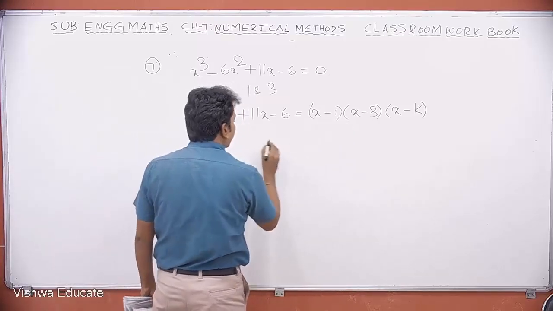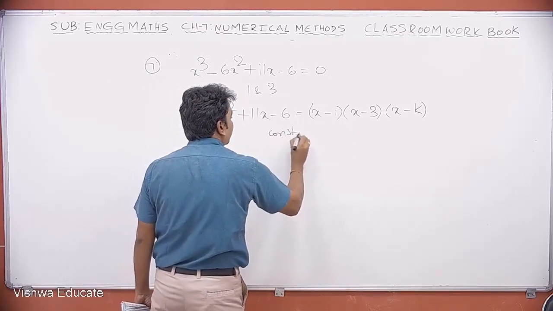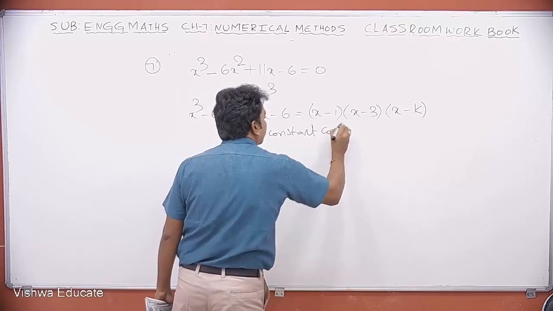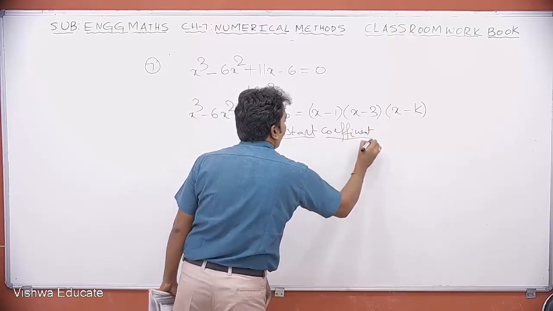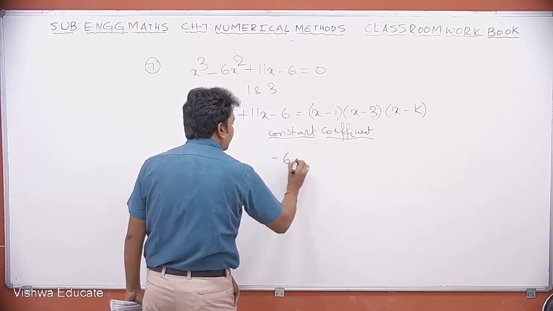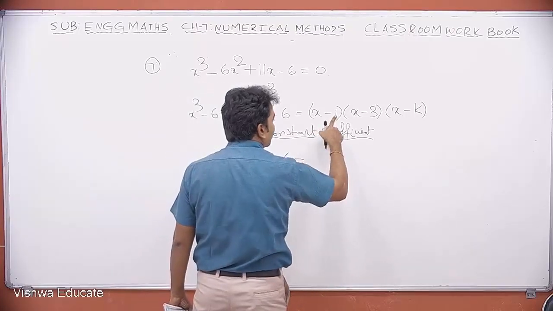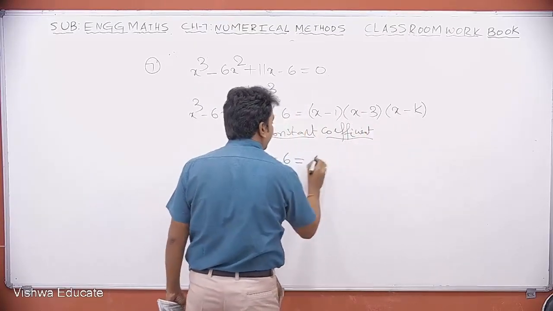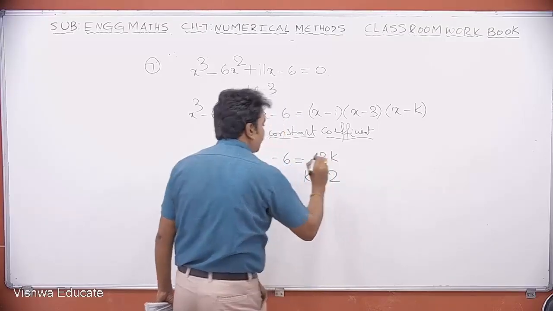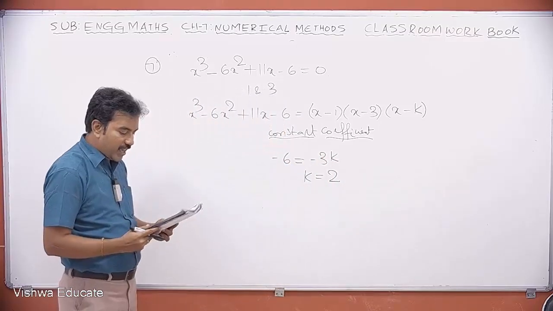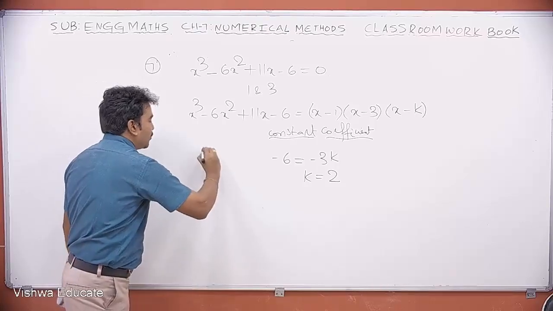Apply constant coefficients on both sides. Compare constant coefficients. So when you compare constant coefficient, here it is minus 6. Here constant coefficient is minus 1 into minus 3 into minus k. So minus 3k. Therefore, k value becomes 2. So the third root is k equal to 2. So option C is right answer.